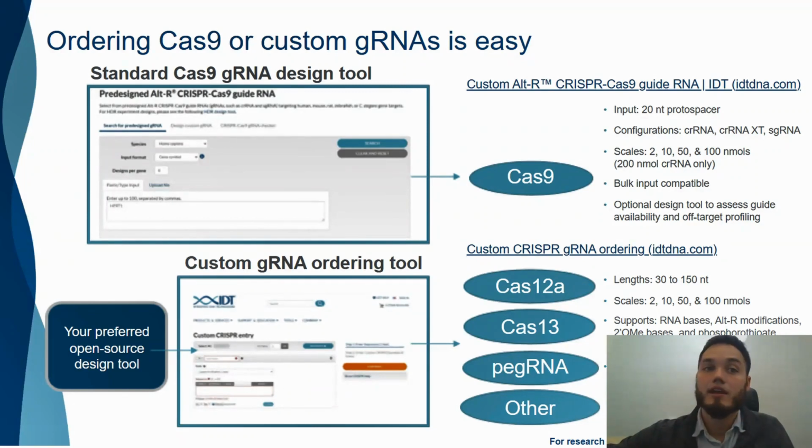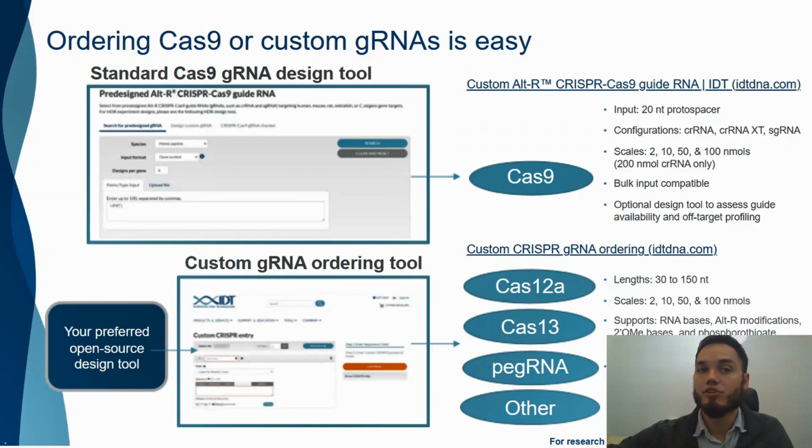for prime editing. For these applications, we have a custom guide RNA ordering tool that can accept lengths from 30 to 150 nucleotides, and many of our standard modification patterns, all in a single submission or in bulk formats. This includes designing for guides like Cas12a, Cas13, pegRNAs, and more.